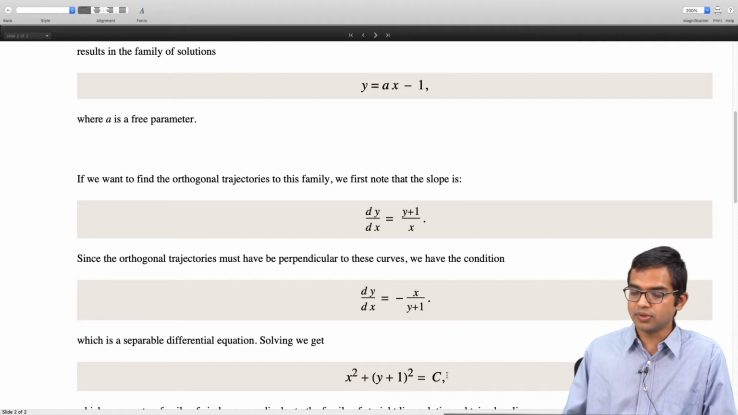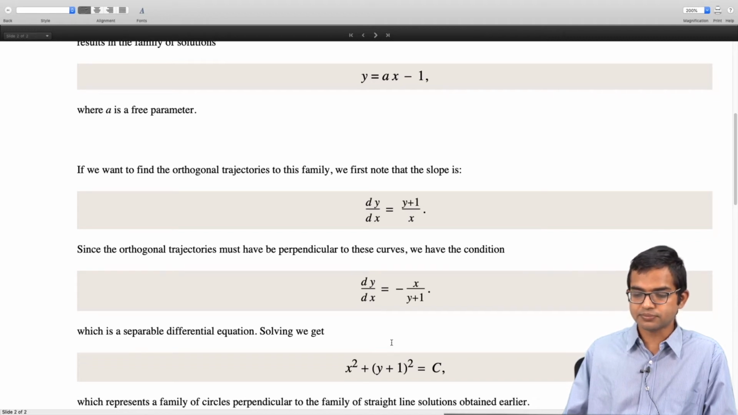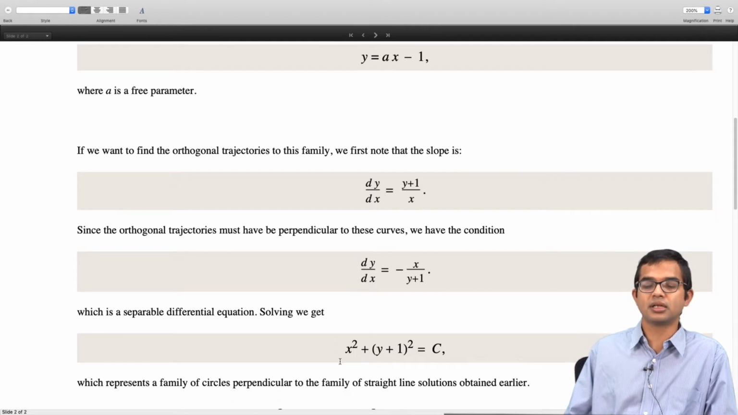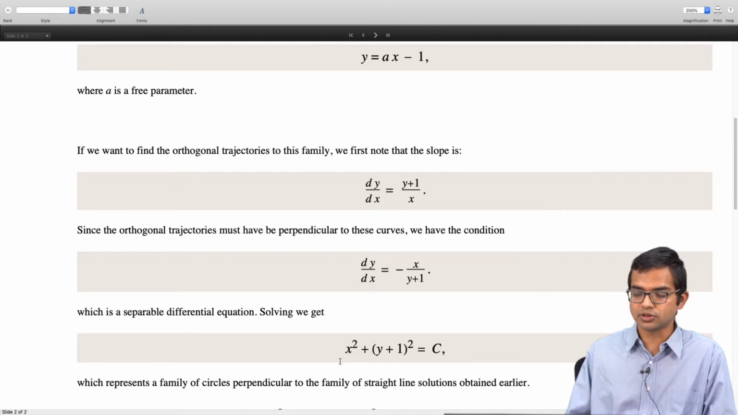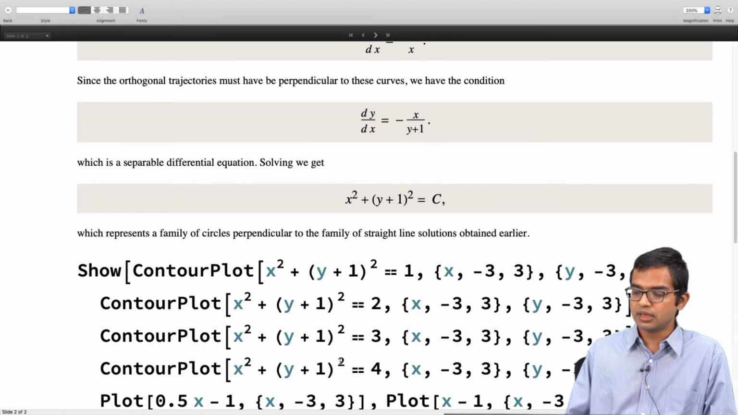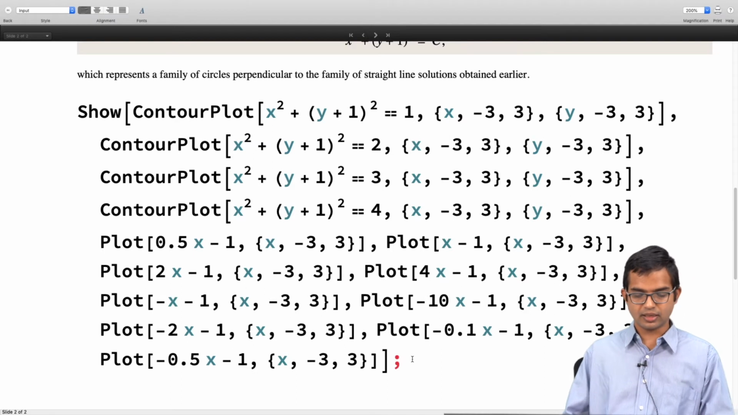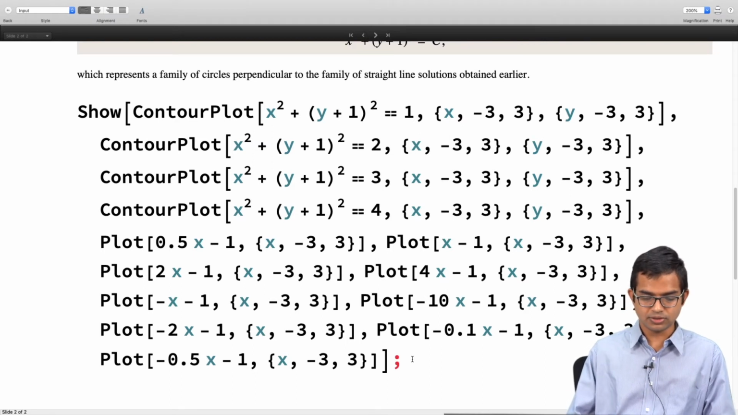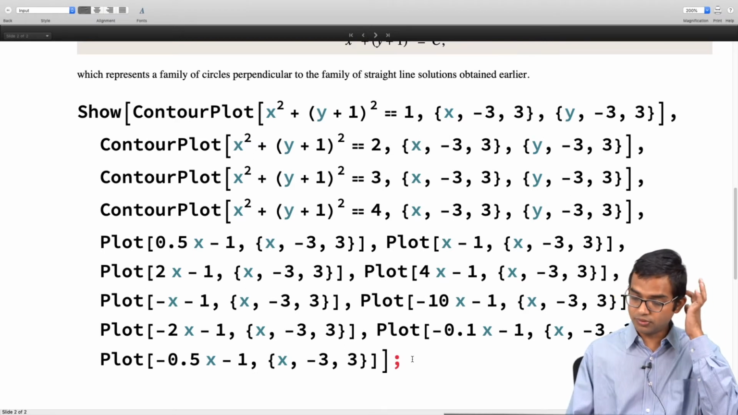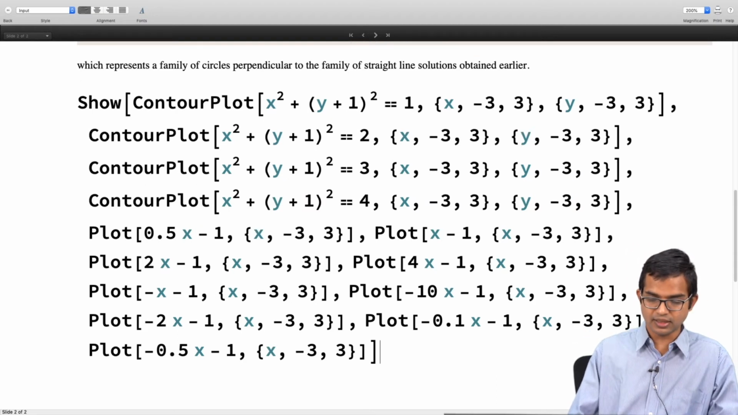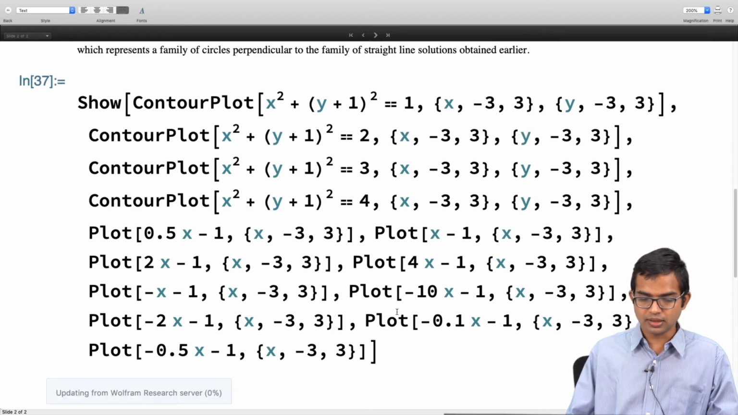And so now once again we have a free constant c, so now we have another family of curves which is immediately seen to be a family of circles, and these circles are perpendicular to the straight line solutions obtained earlier. So it is instructive to plot all of these curves. I have collected together a bunch of representative samples of members of each of these families, and then I am plotting them all.